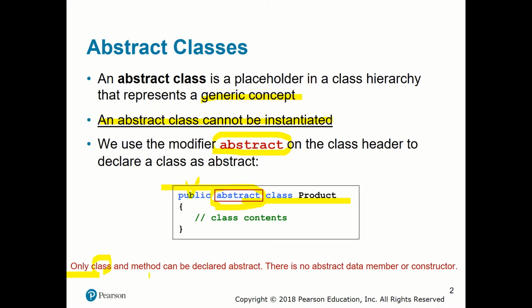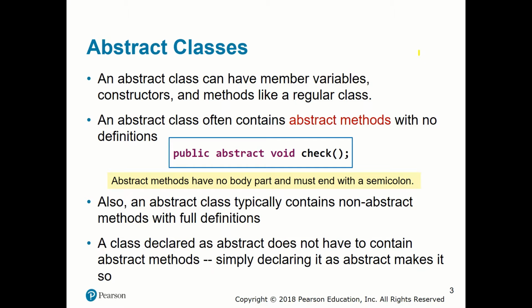Only class and method can be declared as abstract. There is no abstract data member or constructor. So you can only put the abstract keyword in front of the class or in front of the method. An abstract class can have member variables, constructors, and methods just like a regular class. An abstract class often contains abstract methods with no definitions.